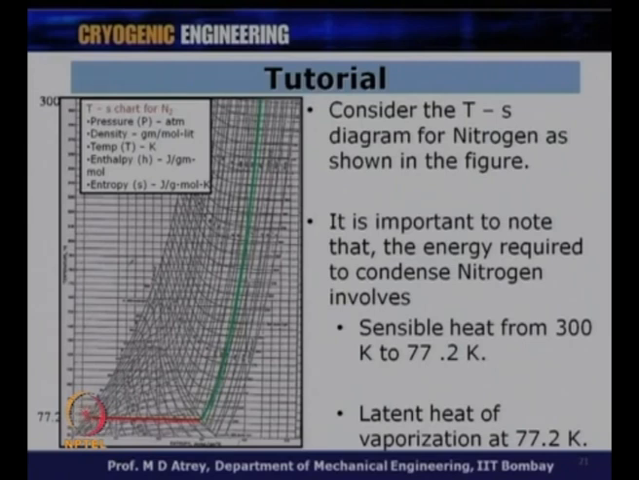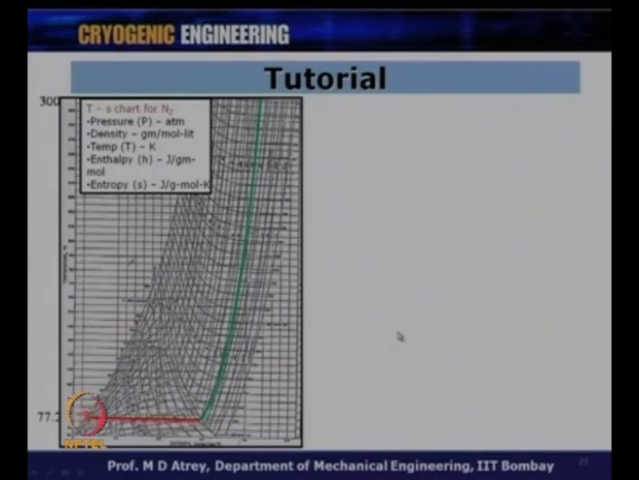And now what is most important is, in order to get 10 liter per hour of liquid nitrogen, what is my mass flow rate? So, first let us calculate the cooling effect required, and then we will see how much is the mass flow rate.